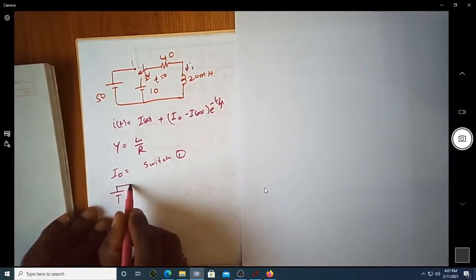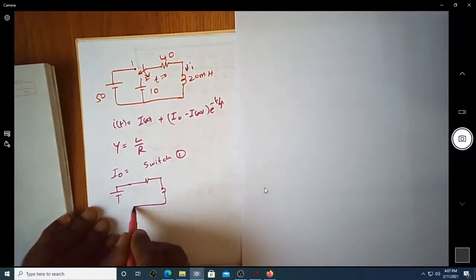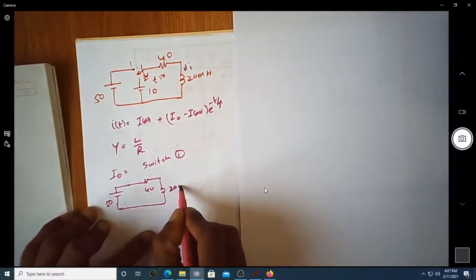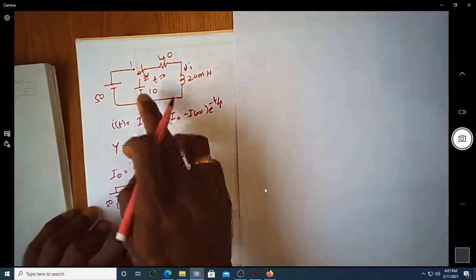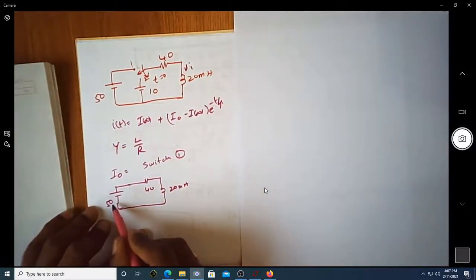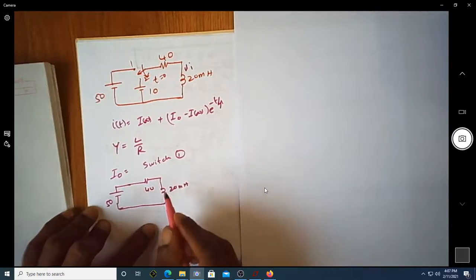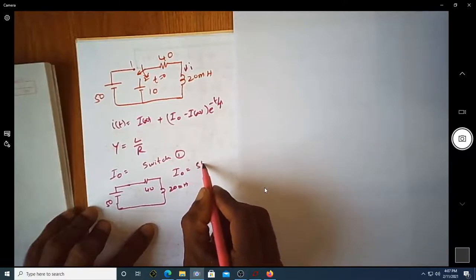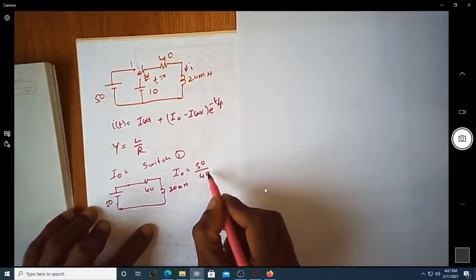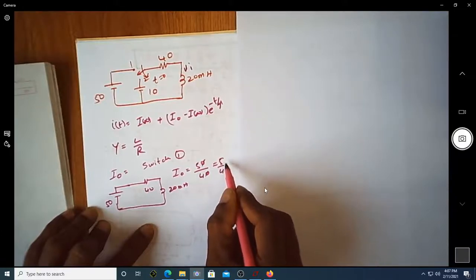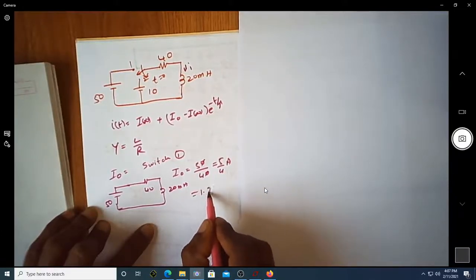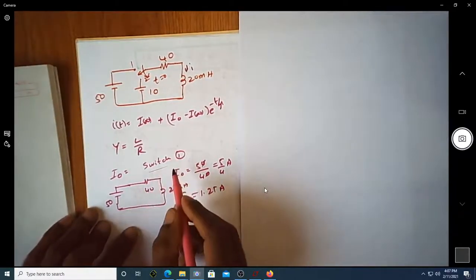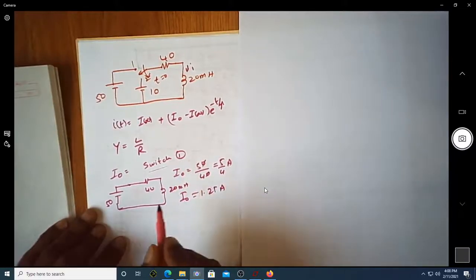So the circuit will look like this now. This is 50 volt, this is 40 ohm, and this is 20 millihenry. Because this is 50 volt DC, the inductor acts like a short circuit, so I naught will be equal to 50 volt divided by 40 ohms, which is 5 by 4 amperes, or 1.25 amperes. This is the initial condition, when the switch is in position 1.